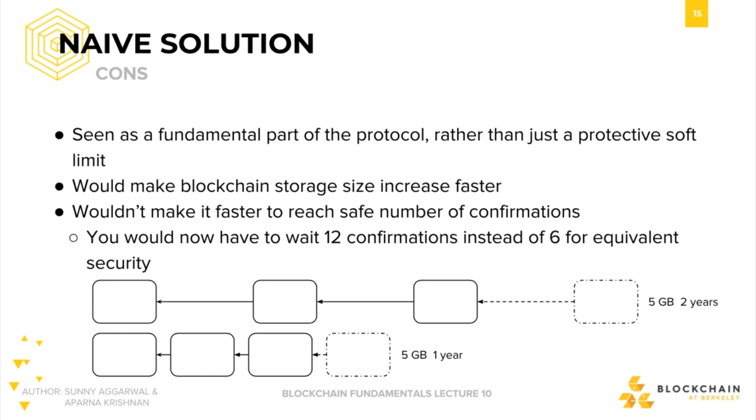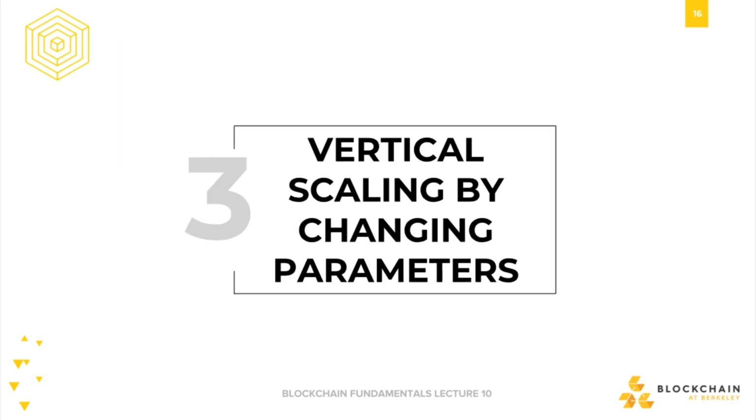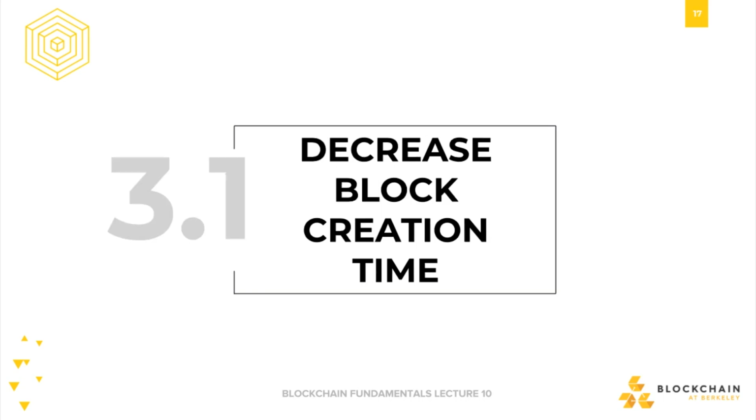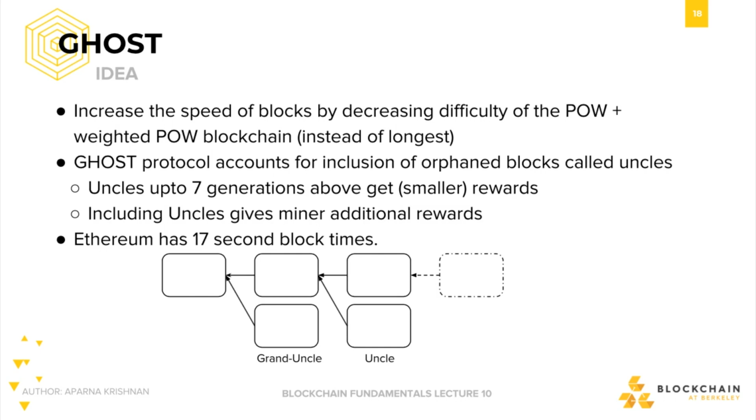And you also have this other problem of initially you could wait for 6 confirmations or 1 hour, but now you have to wait for 12 confirmations, which is still 1 hour, so you didn't really solve anything. So our naive solution clearly does not work. So let's try and fix it. How do we fix it?